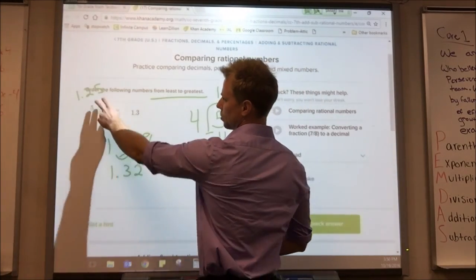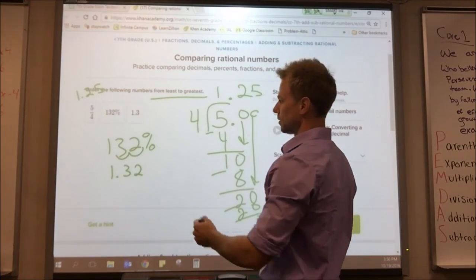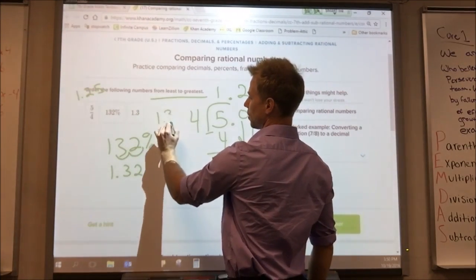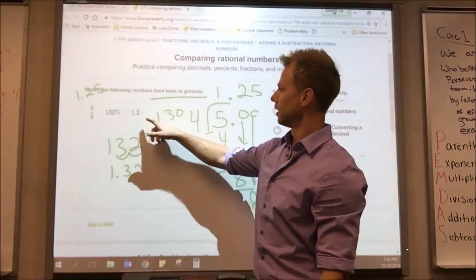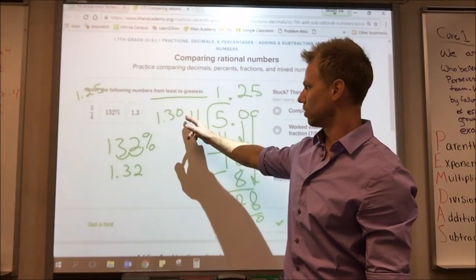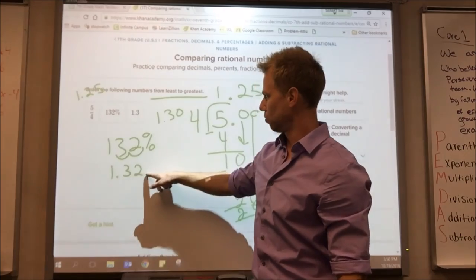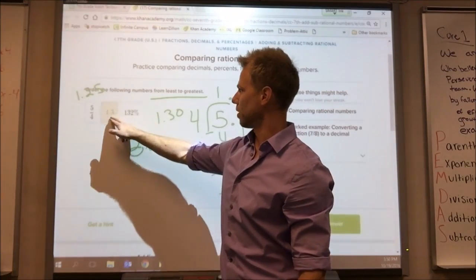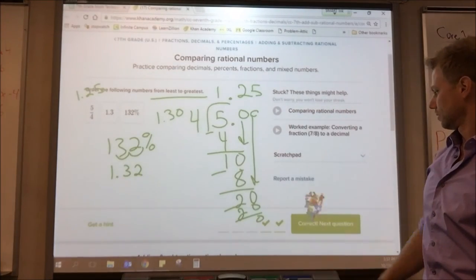And these both have 2 decimal places. 1.3 only has 1 decimal place. But actually, if I put a 0 behind the 3, now it has 2 decimal places. There's nothing there, there's always a 0. So it'll be 1.30. So 1.30 is smaller than 1.32. So that one would have to go second. 132% is last.